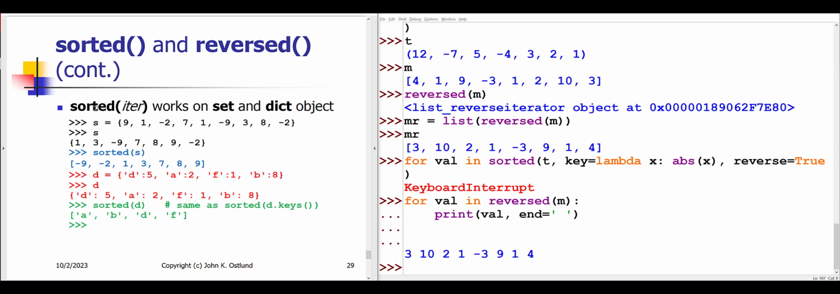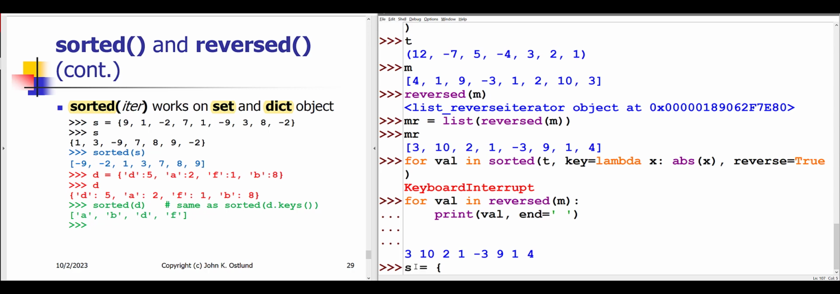Now, a cool thing about sort is that it will work on sets and dictionaries, since sets and dictionaries are iterable. So, although you can't sort a set, you can extract a copy of the contents of the set and sort that. And that's basically what we're doing here.